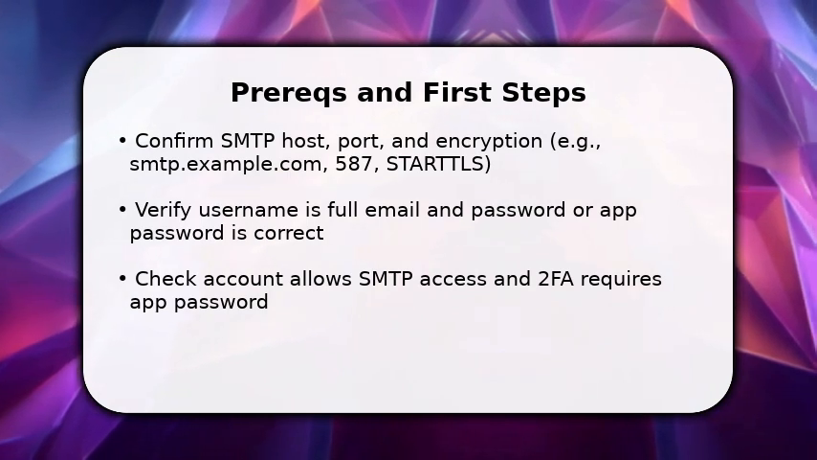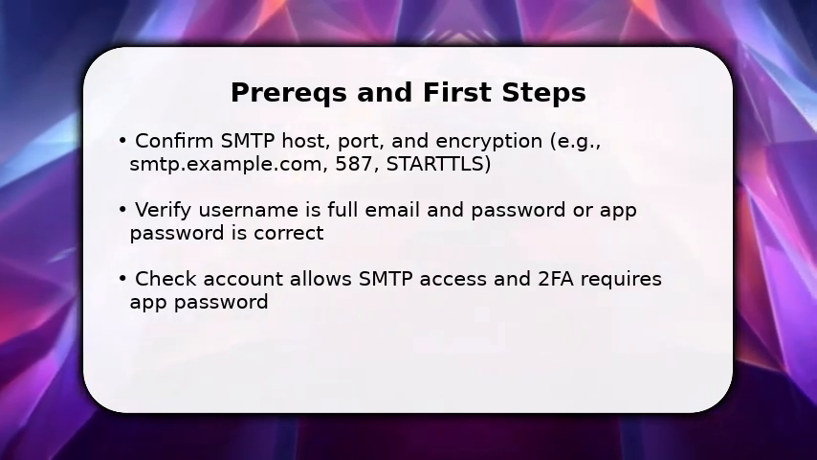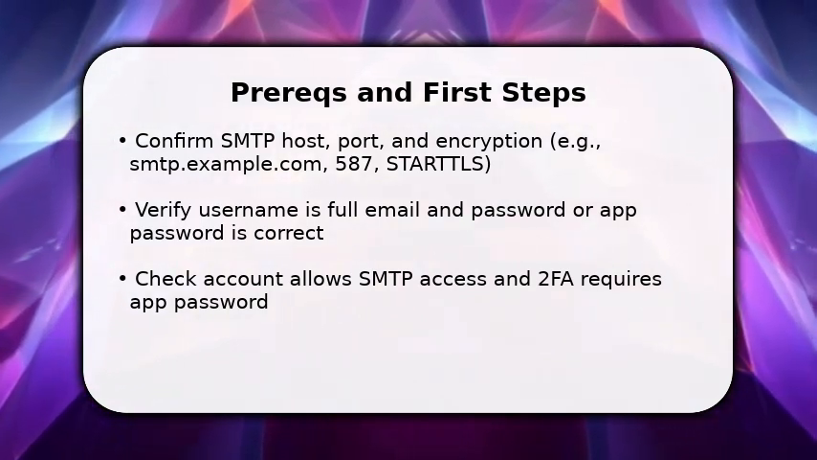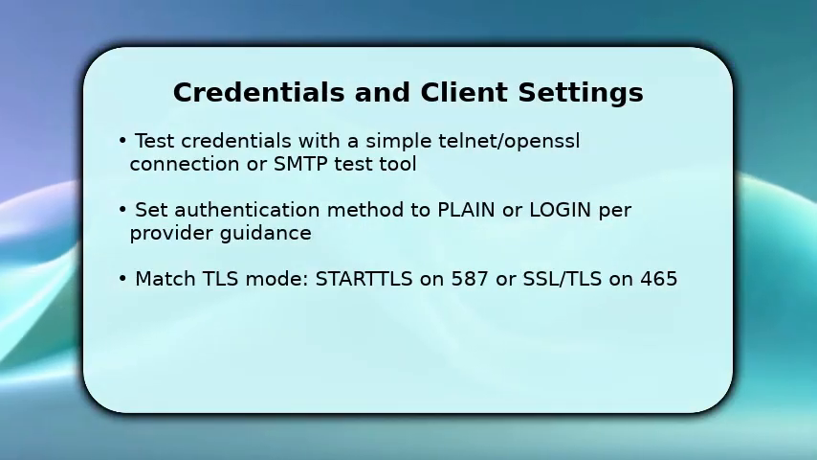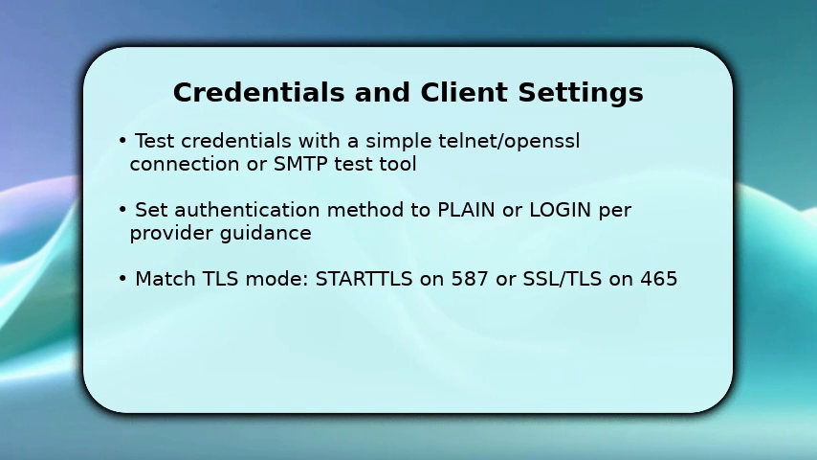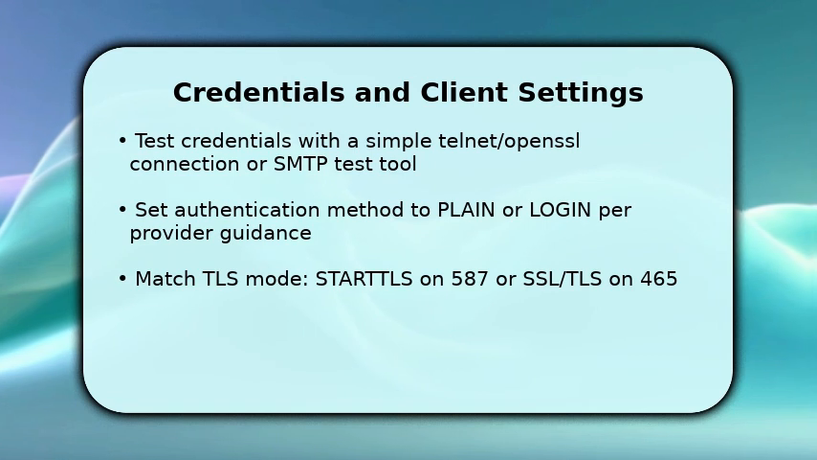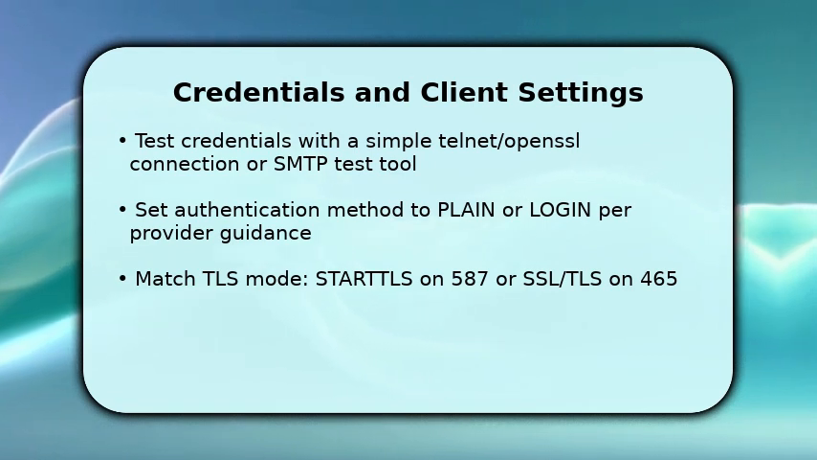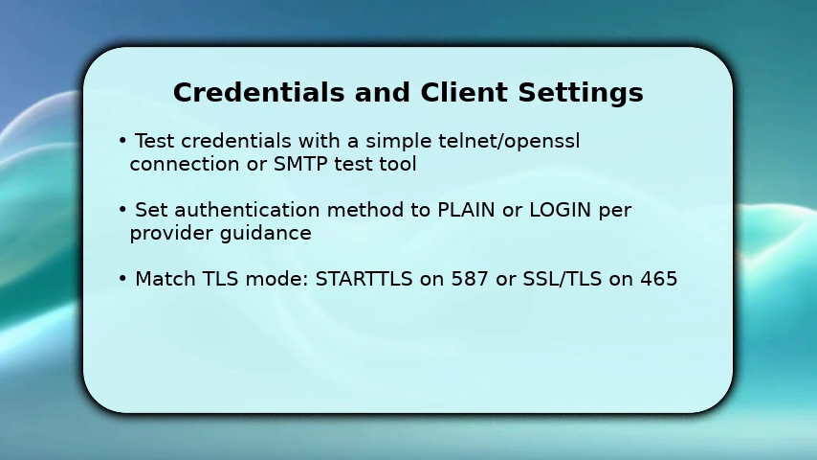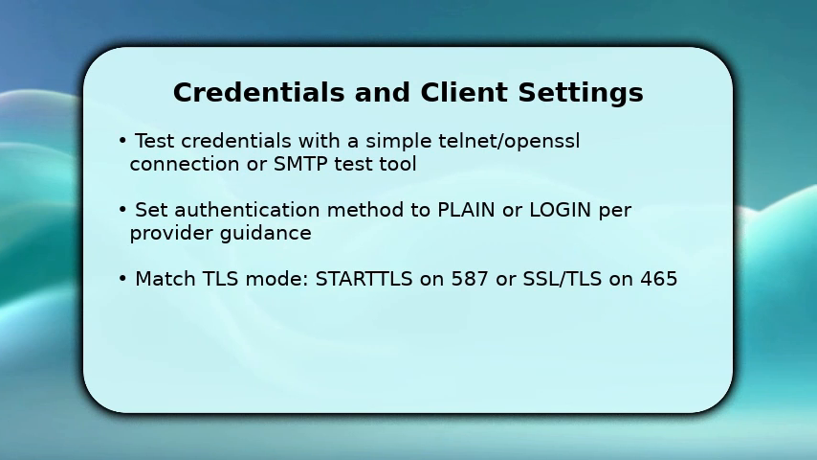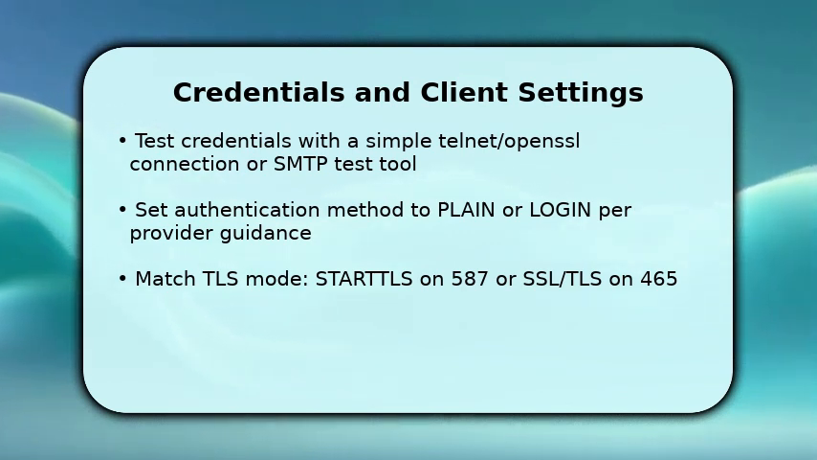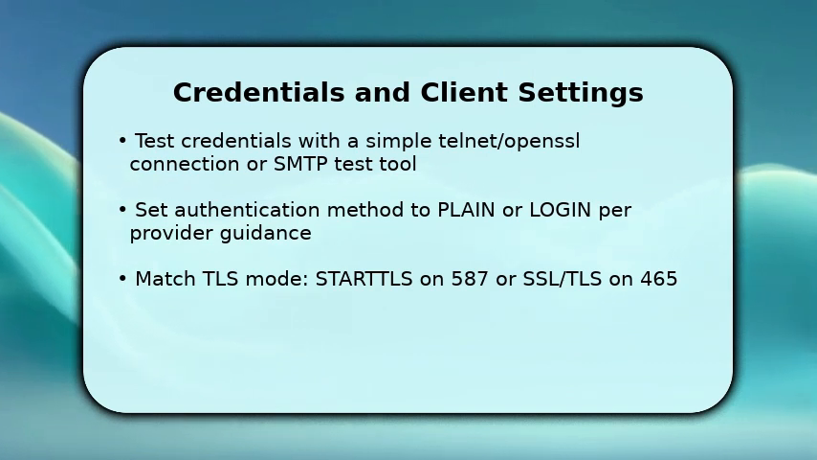Now focus on the client and protocol details. Use Telnet or OpenSSL client to test a raw SMTP login to isolate client bugs. This shows whether the server accepts your credentials. Adjust the auth mechanism to plain or login as the provider requires, and ensure the TLS mode matches the port: STARTTLS on 587 or implicit SSL/TLS on 465. Also confirm there are no trailing spaces in the username or password, because small typos cause authentication failures.